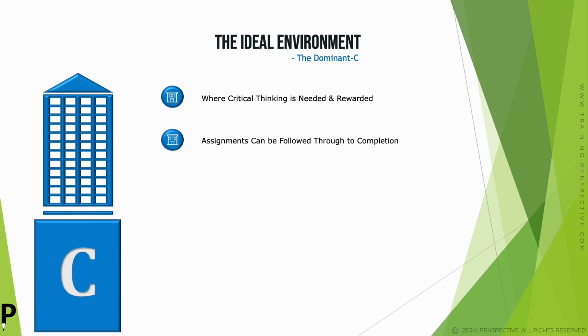Assignments can be followed through to completion. Dominant Cs prefer environments where they can focus on tasks and see them through to completion without interruptions or distractions. They thrive in roles that allow them to work methodically and systematically, ensuring that every detail is addressed and every aspect of the project is meticulously executed.